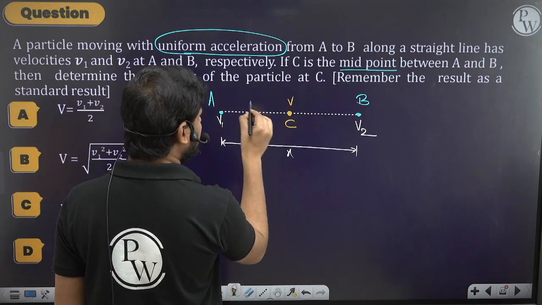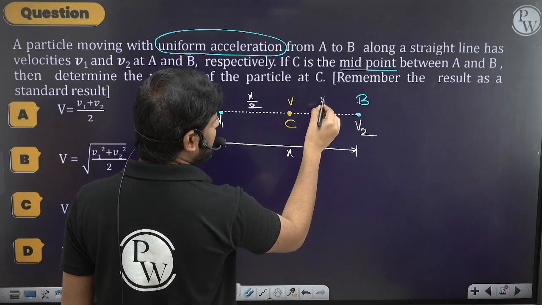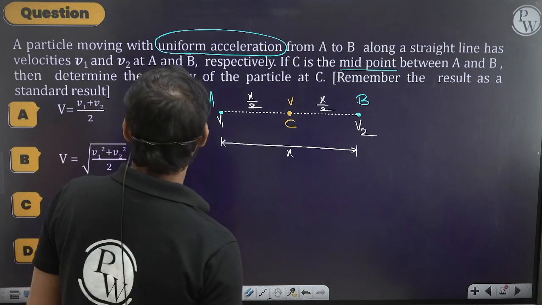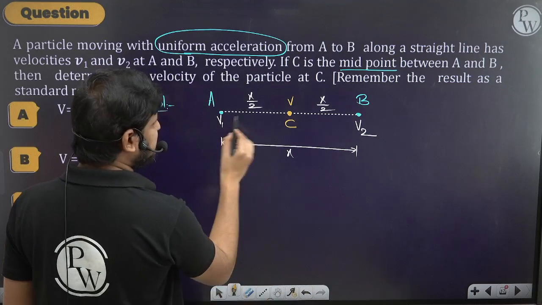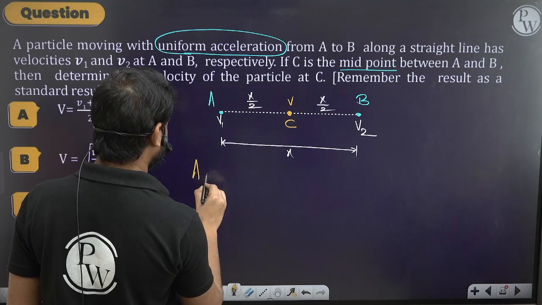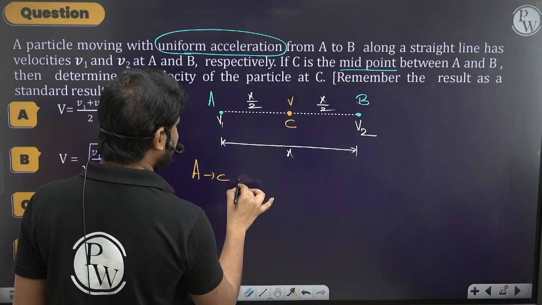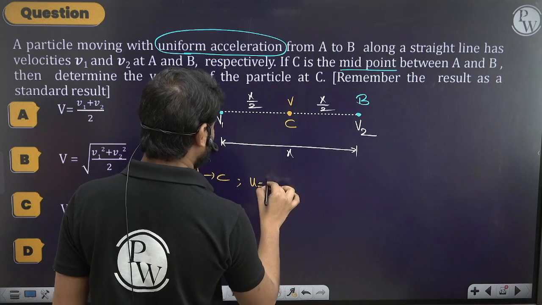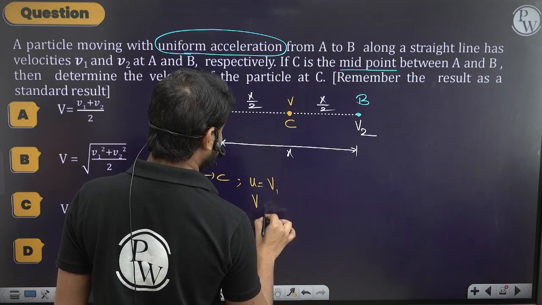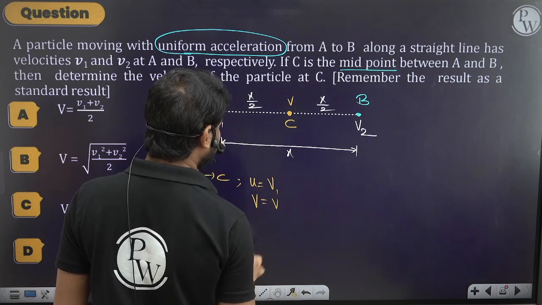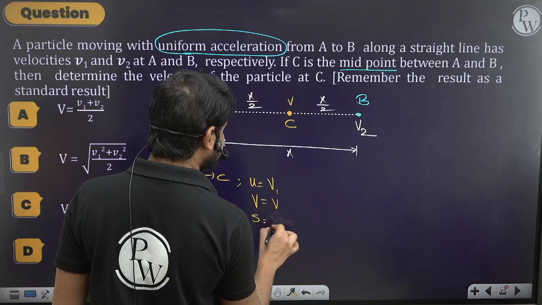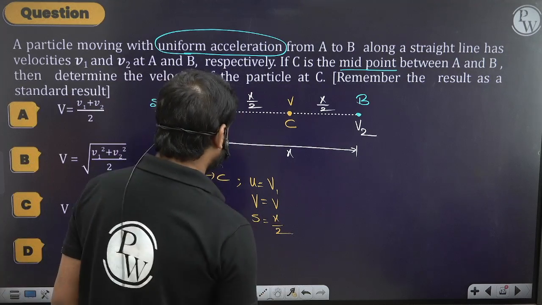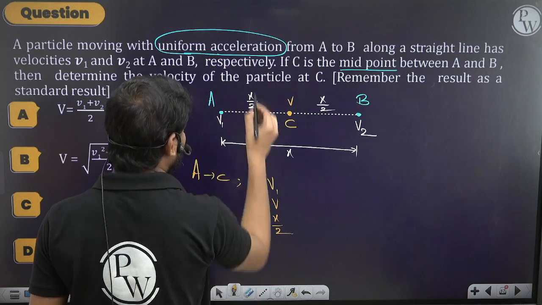Then from A to C the distance is x by 2, and from C to B the distance is also x by 2. Yes or no? So first let's take the equations from A to C. Here u is equal to v1, the final velocity is v, and the distance covered s is x by 2. The acceleration is uniform, let the acceleration be a.